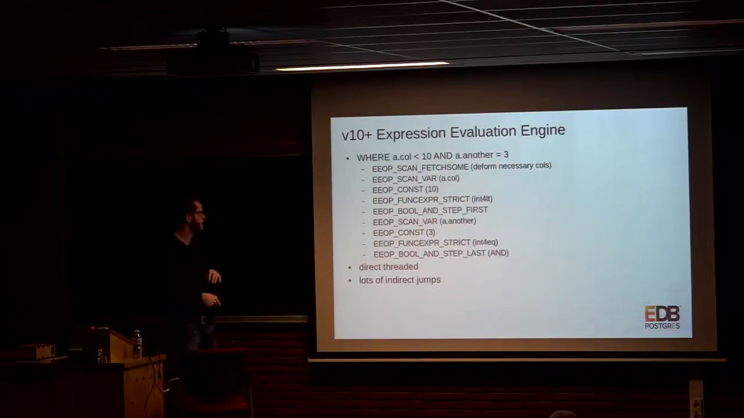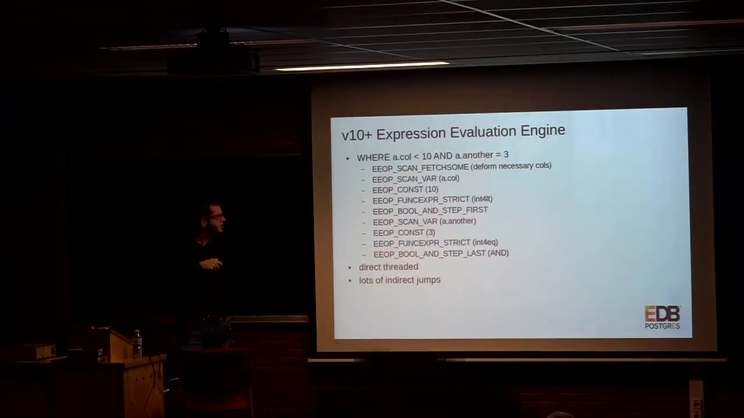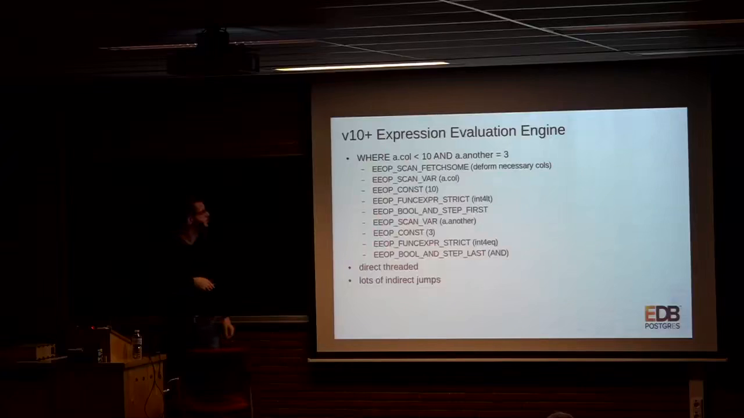For those who have written an interpreter before, if we have enough compiler support, it's a direct threaded interpreter, which is slightly better and slightly faster, but it's still a major bottleneck, as we have seen in the profile before. And the important part is that there are a lot of indirect jumps in here. We have the indirect jumps from each of those to the next expression, and sometimes you even have conditional indirect jumps.